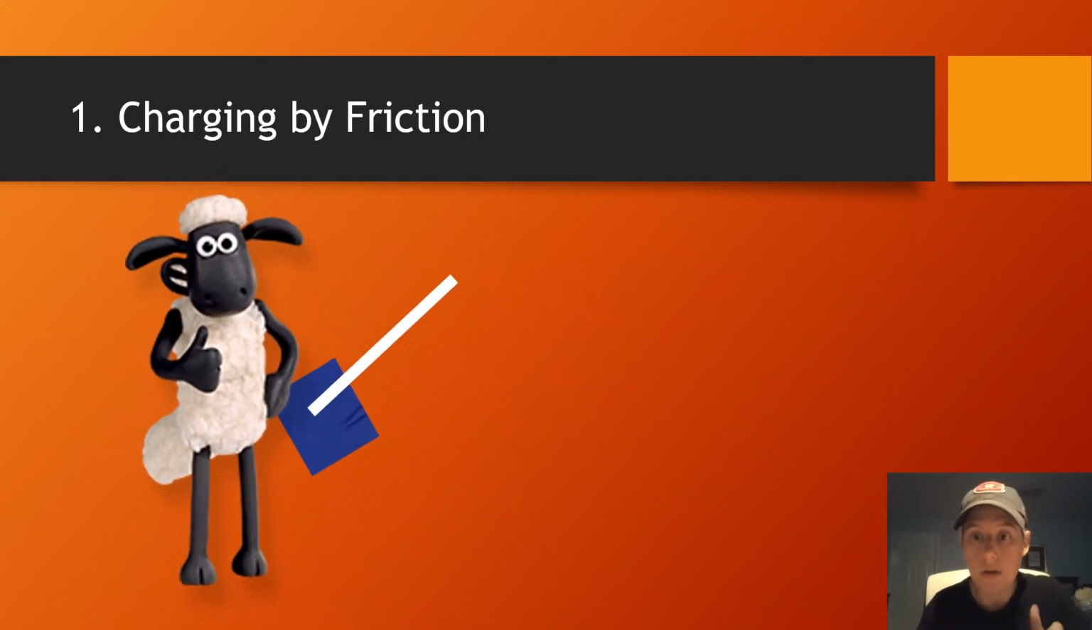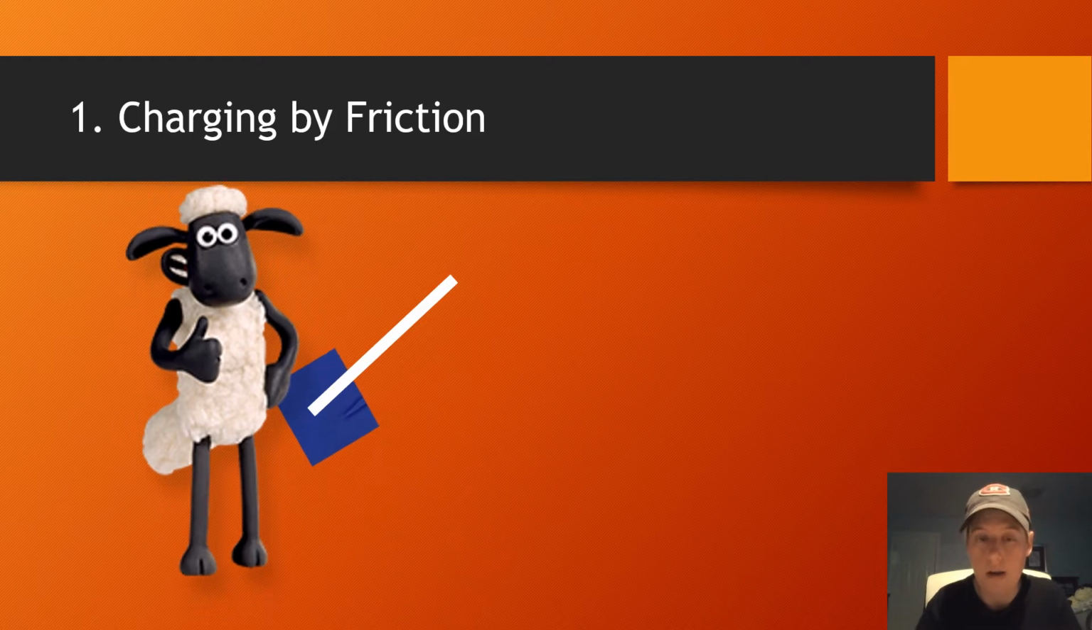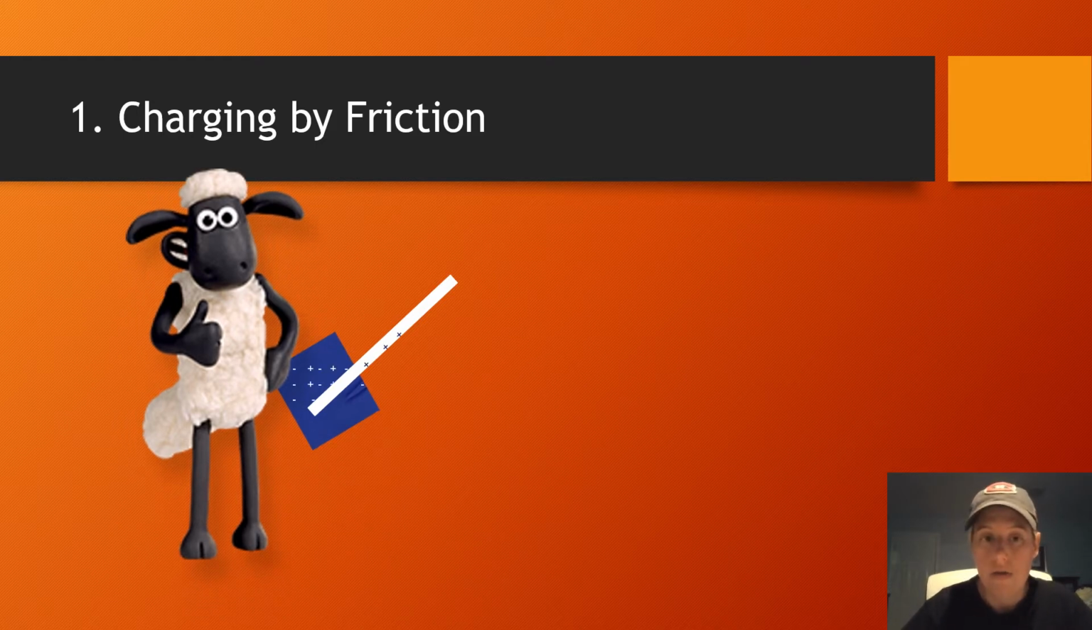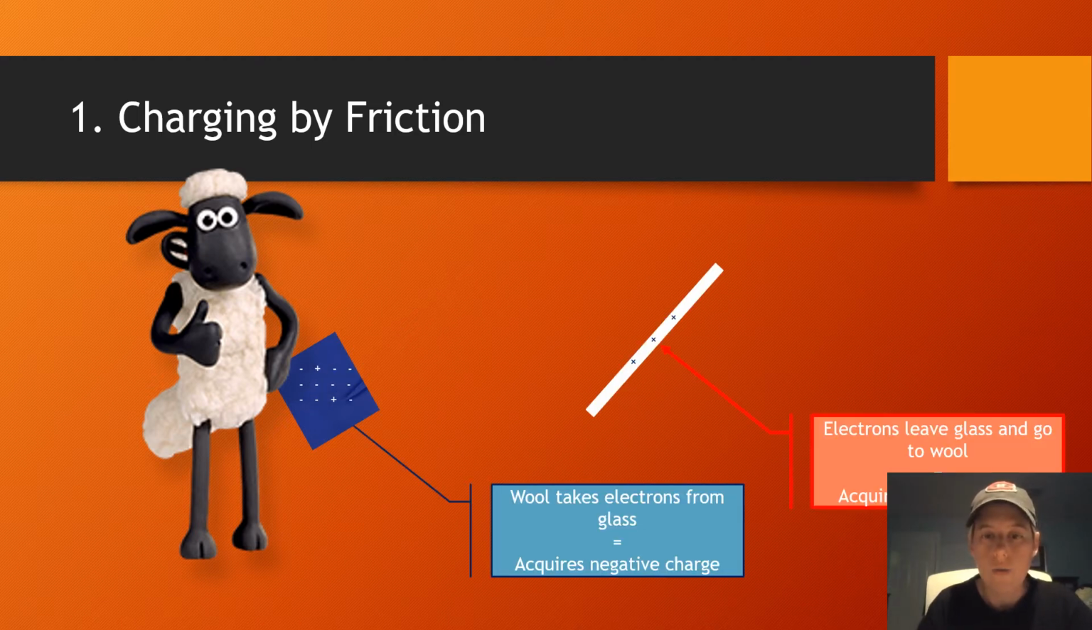And during this process where the two materials are rubbed, I have the movement of electrons from one material to the other. So if we're looking at this right here, I see that the wool takes on the electrons from the glass, so it becomes negatively charged. And the electrons leave the glass and go into the wool, so the glass becomes positively charged. And how we can predict what items are becoming positively and negatively charged is our Triboelectric series.